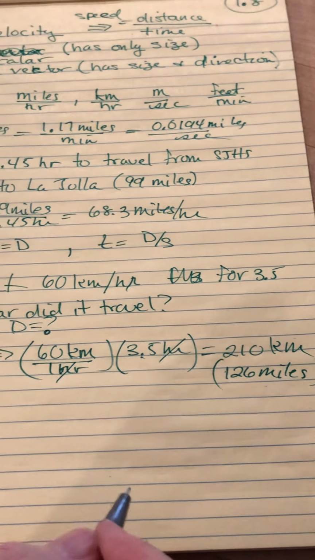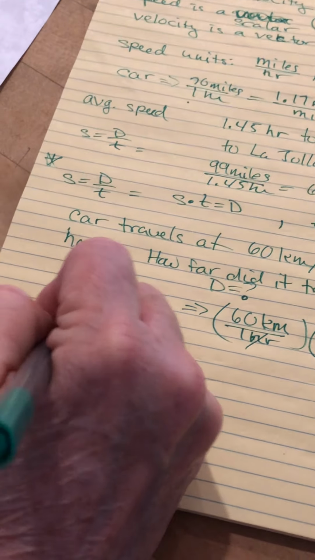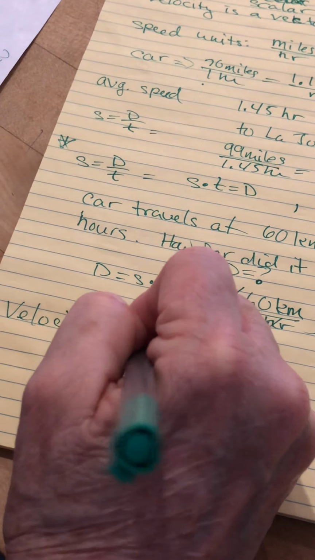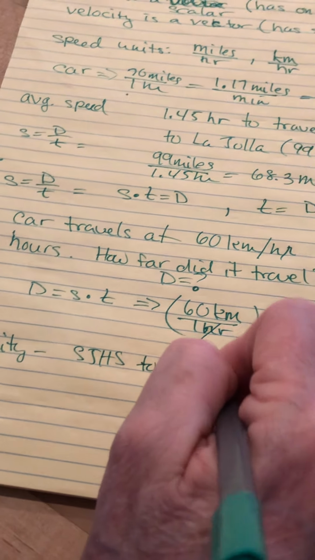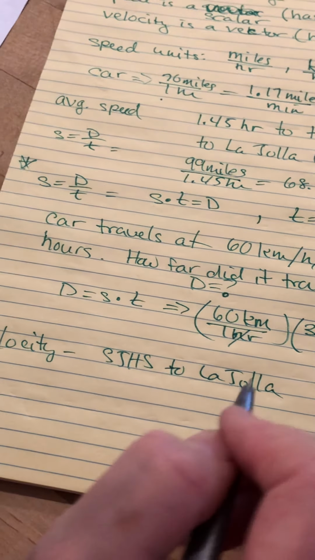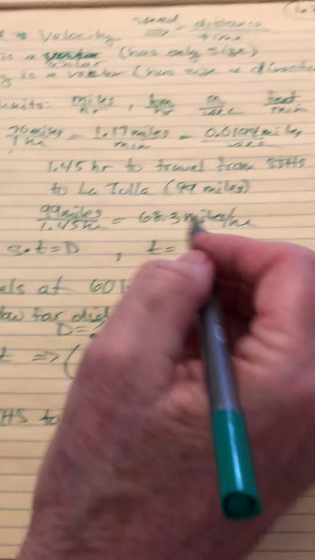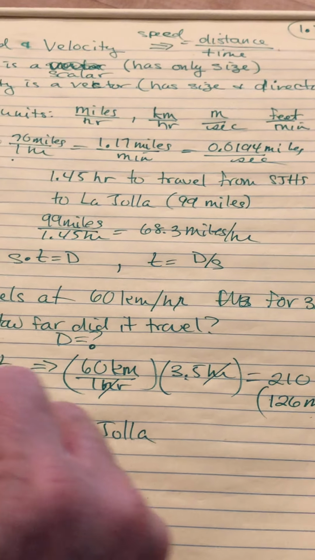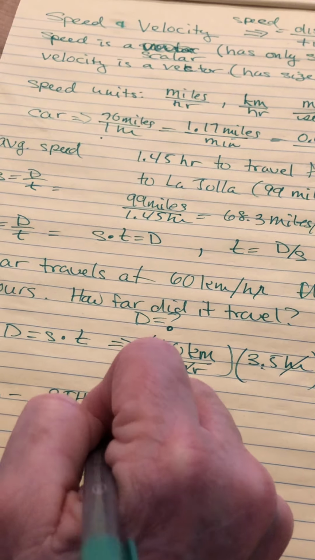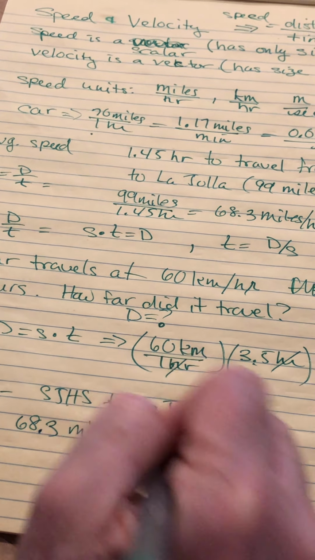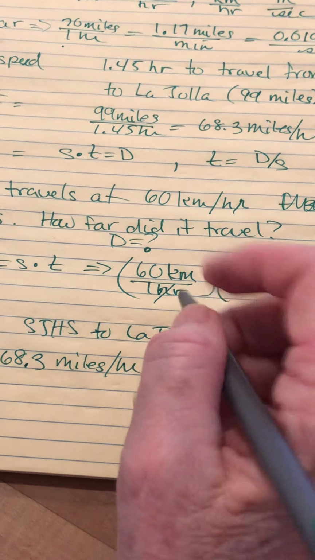Now, these have been speed problems. What about velocity problems? Let's take the St. Joseph to La Jolla problem that we just did. What's the velocity? Well, you already know the speed, right? We calculated that. It's up here somewhere. So all I need to do is attach a direction to it. We were going 68.3 miles per hour. If you are traveling from St. Joseph to La Jolla, you are going south.